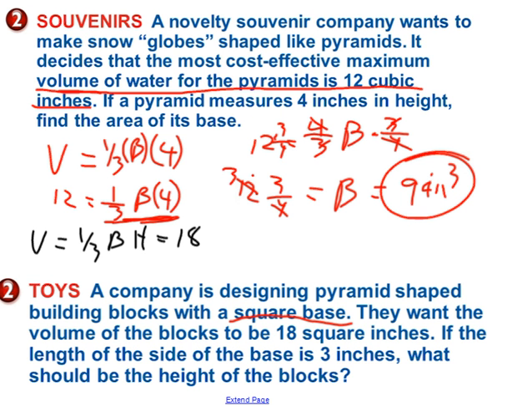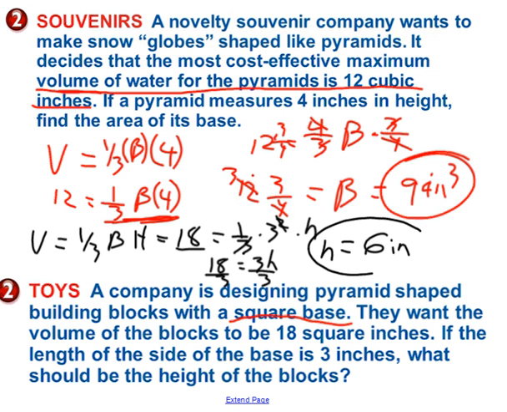They say the side of the base is 3 inches, so 18 is equal to 1/3 times 3 squared, because it's a square, so the length times the width would be 3 times 3, times the height. And that's what we're going to calculate, the height. I'm going to cancel off one of these 3's, so it's 1/3 of 3h. 18 is equal to 3h. Divide both sides by 3. That tells me the height should be 6 inches.